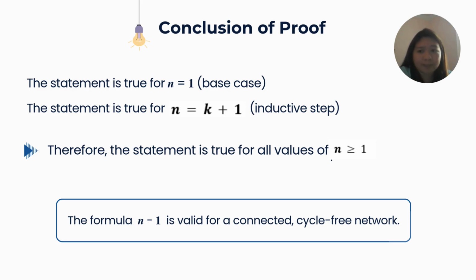So, from the base case and the inductive step, we can conclude that the statement is true for all values of n greater than or equal to 1. Therefore, the formula n minus 1 is valid for any connected cycle-free network.